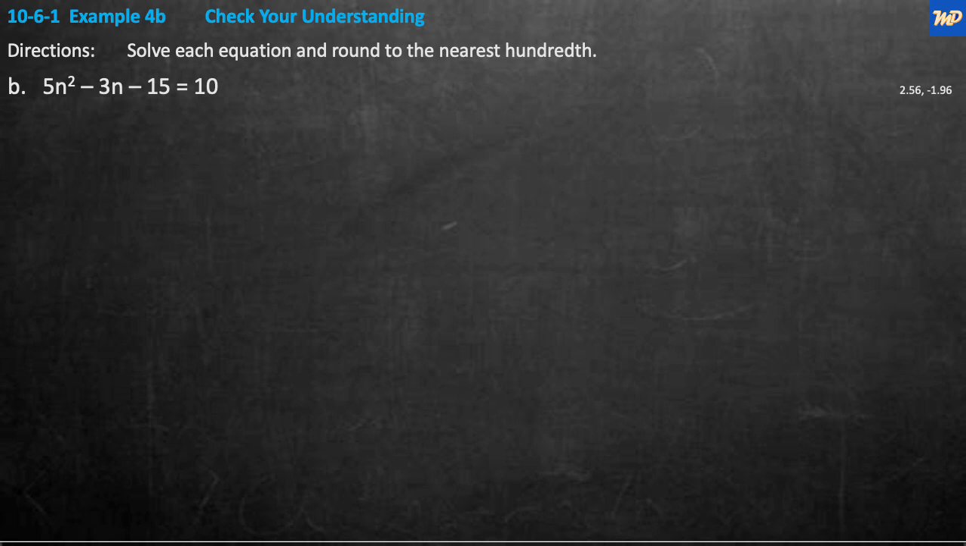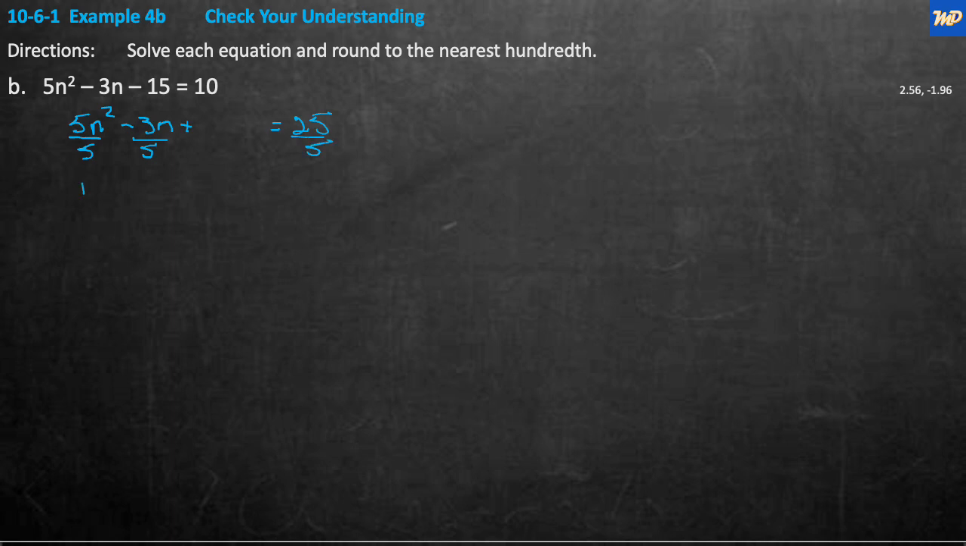So starting right off the bat, I'm going to say 5n squared minus 3n minus 15 is 0. I'm going to say plus, I'm going to leave a big space. 10 plus 15 is 25. So now I've taken care of moving the 15. I'm going to divide everything by 5 to get the a term at 1. So divide by 5, divide by 5, and divide 25 by 5.